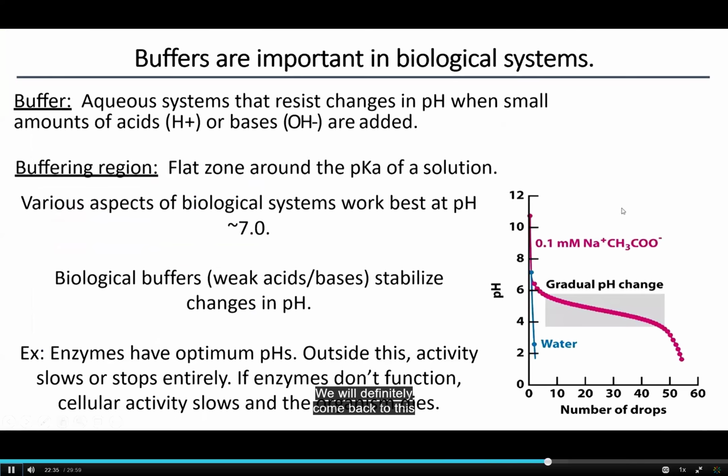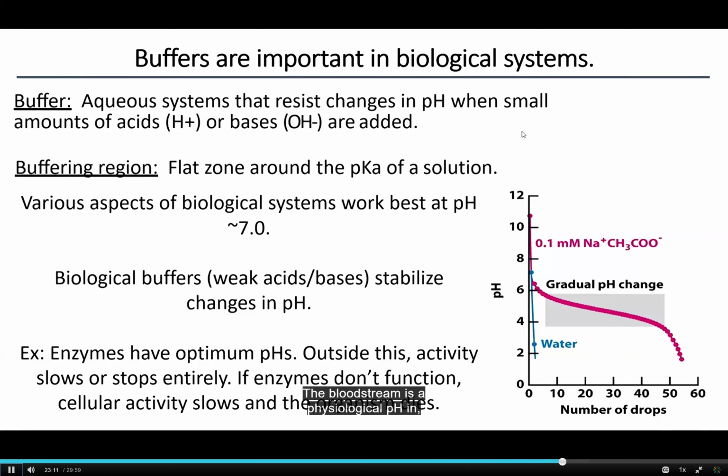We will definitely come back to this when we talk about amino acids. So again, buffers are really important in biological systems. Aqueous systems that can resist changes in pH when small amounts of acids or bases are added are really robust and stable systems. And so think of it this way. In our bodies, we are constantly doing different stages of cellular respiration. And cellular respiration will create hydrogen ions as a byproduct. Those hydrogen ions have to end up someplace. And what they're often ending up is the bloodstream.